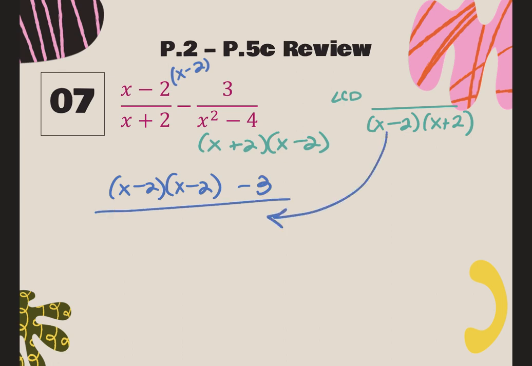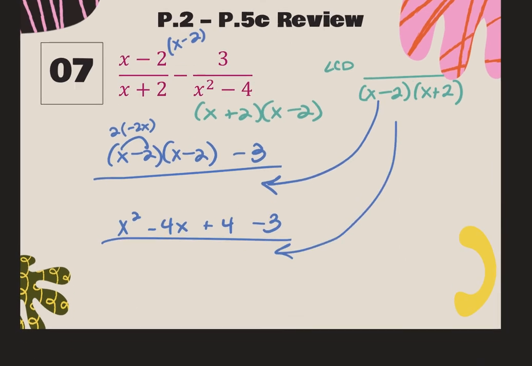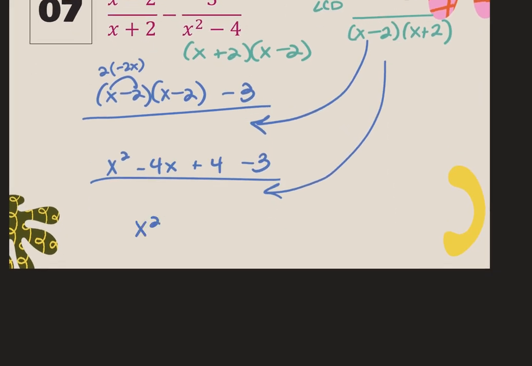I can FOIL out the x minus 2, or I can use my special product, which is square the first, double the product, and then square the second. Subtract the 3. Again, it's going to go over that denominator. And I'd get x squared minus 4x plus 1 all over x plus 2, x minus 2. Wait, so even when it's multiplication.